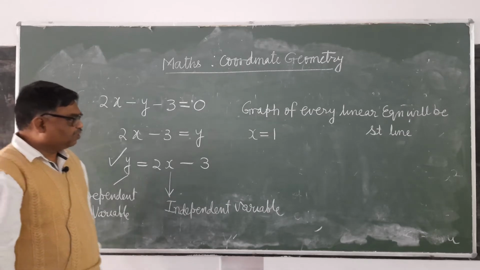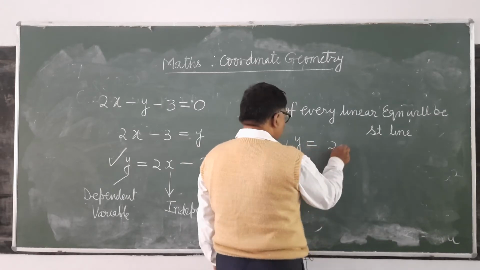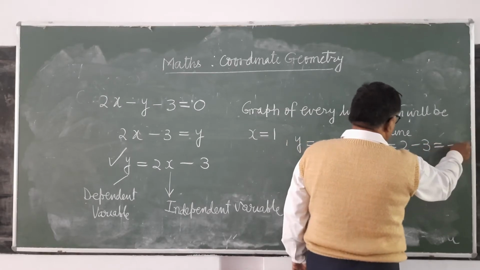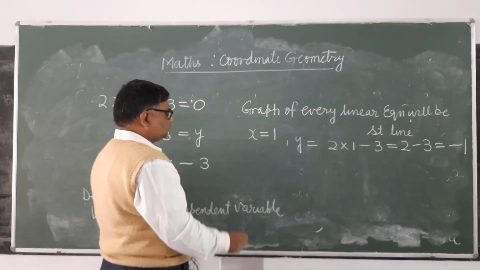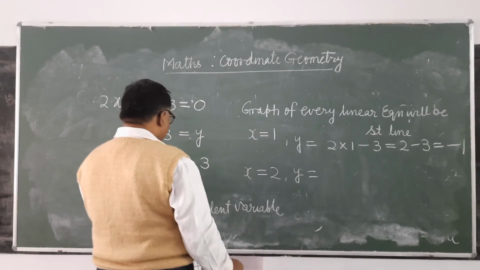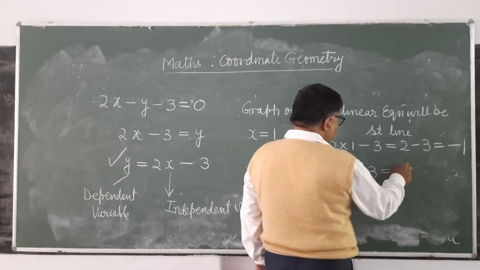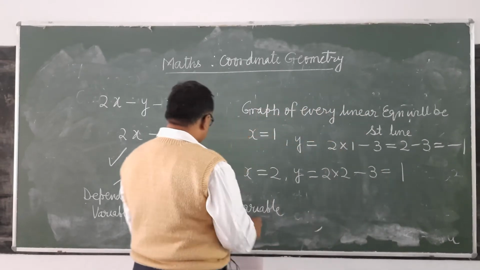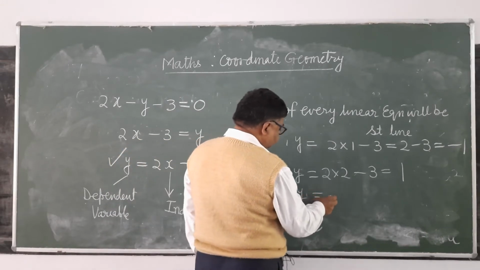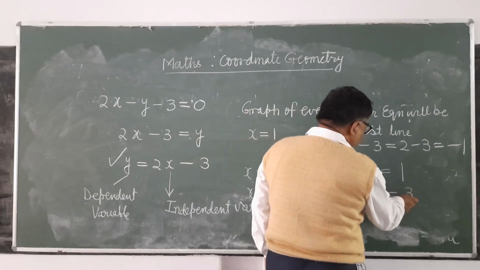So here is a very simple equation. Take x equals 1. You show here what is the value of y. y equals 2 into 1 minus 3, 2 minus 3 means minus 1. Now take x equals 2: y equals 2 into 2 minus 3, 4 minus 3, it is 1. And then you can take x equals 3: y equals 2 into 3 minus 3, 6 minus 3 equals 3.